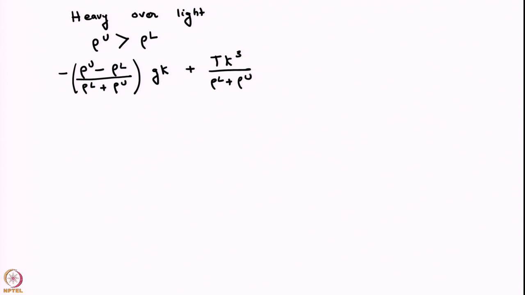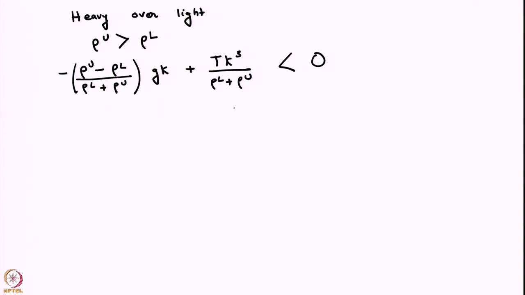What do I gain by writing the first term like this? It's clear that it's always negative because rho u minus rho l, what is inside the bracket, is always positive, and so the minus sign tells us that this is a negative term. And this represents the square of my frequency. So if the sum of this first term plus the second term becomes less than 0, then I expect instability.